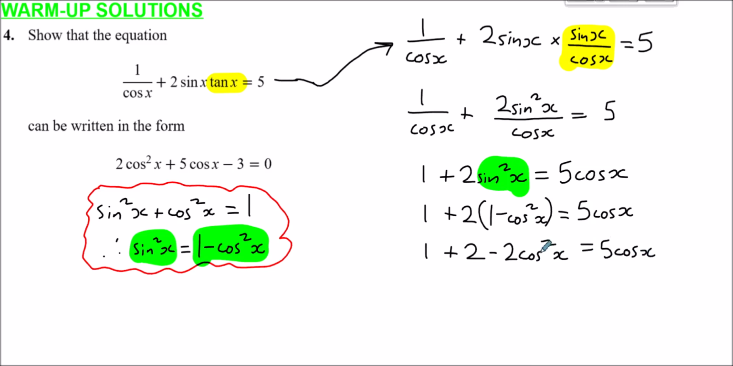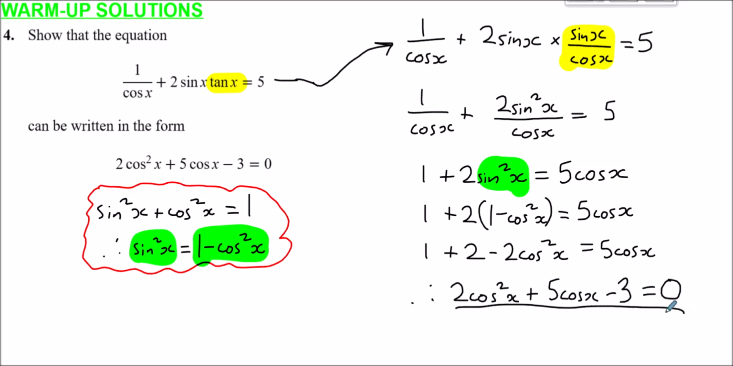cos x. So now if I add 2 cos squared x to both sides, I get 2 cos squared x on this side. Leave the 5 cos x as it is. And finally, it's just 1 plus 2 is 3, so subtract 3 from both sides. We arrive at what we wanted to, and we prove the identity.